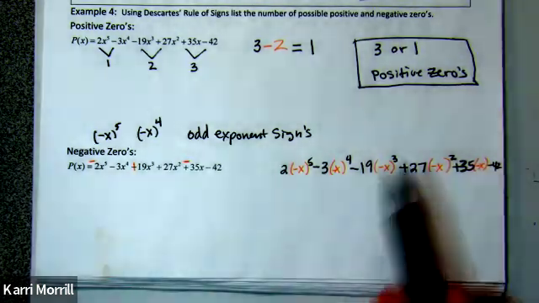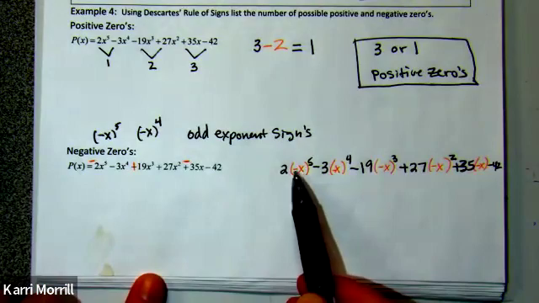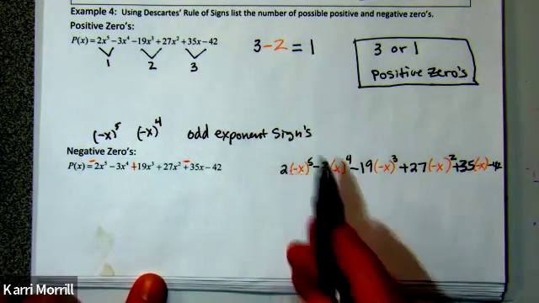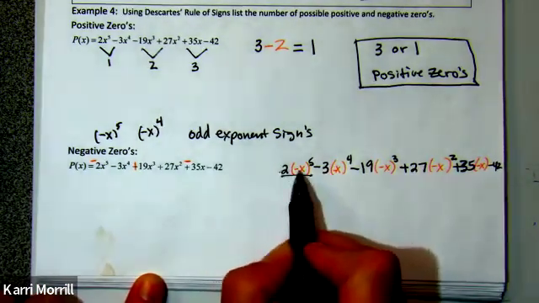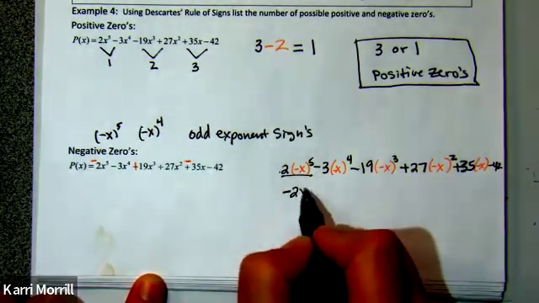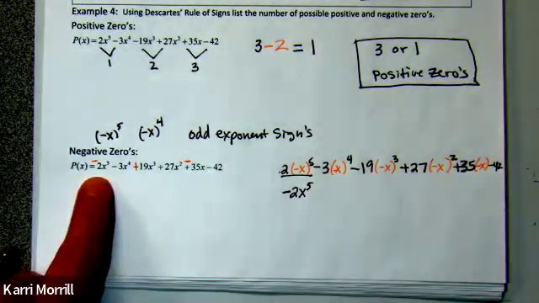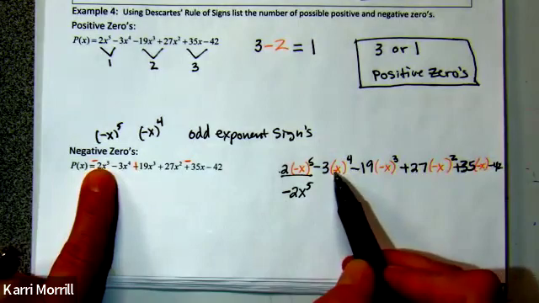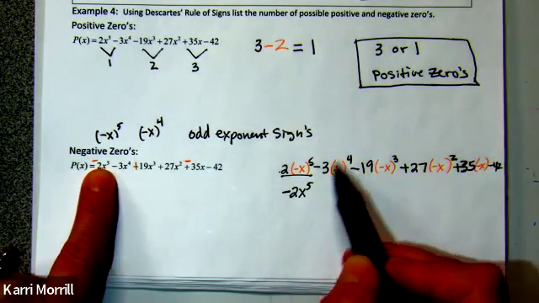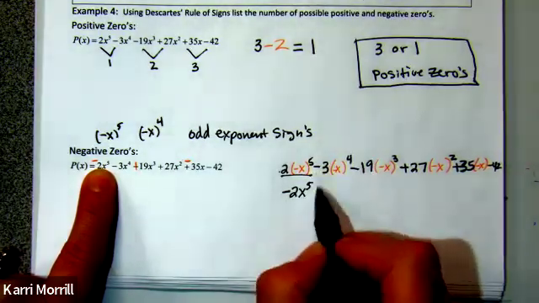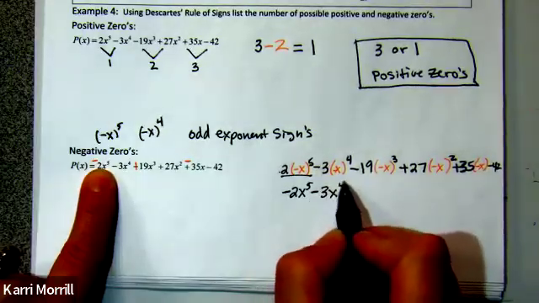Okay, so if I were to look at this, that means negative x to the fifth power. That would make this a negative number. So a positive times a negative makes that now negative 2x to the fifth. So that's why we changed that odd exponent. But negative times a negative times a negative times a negative makes that x now positive. So it's still just a negative 3x to the fourth.